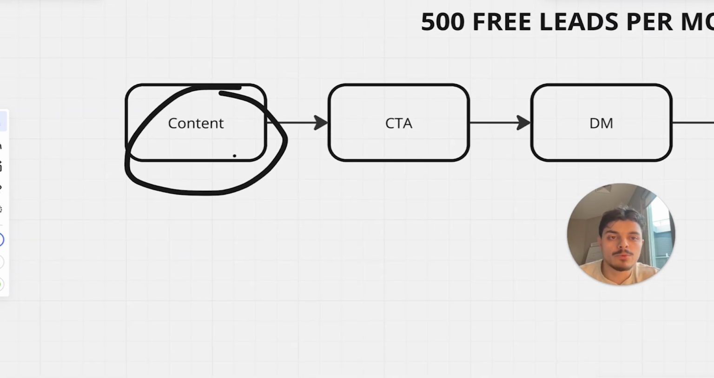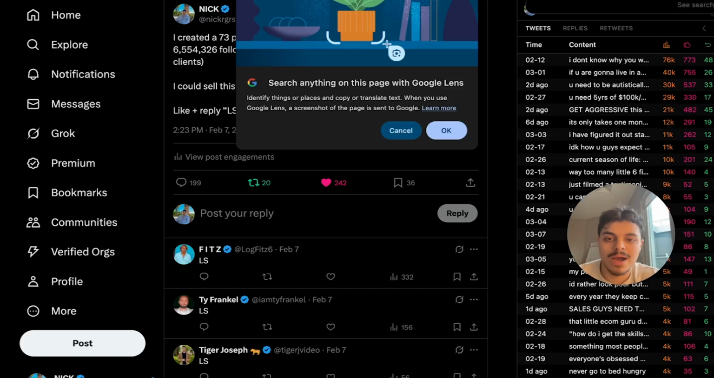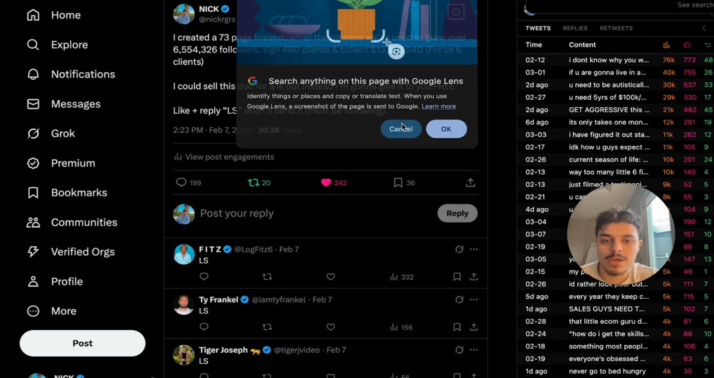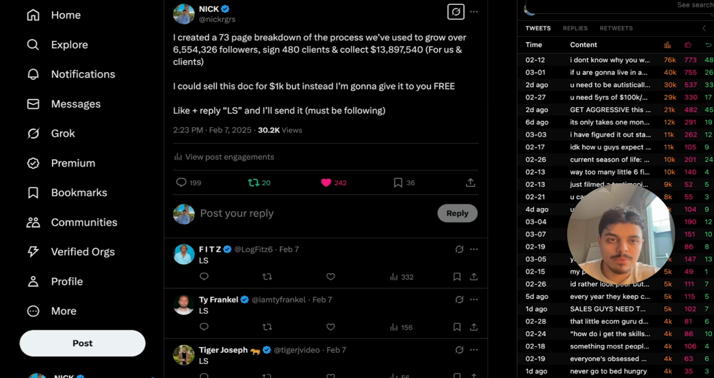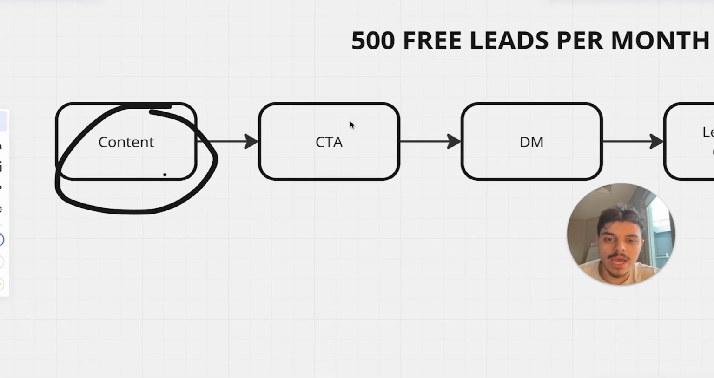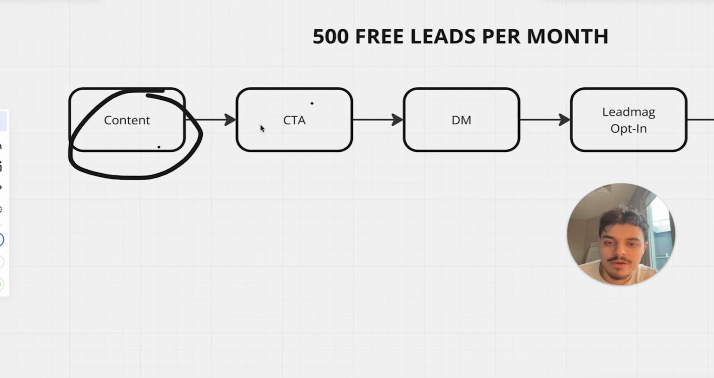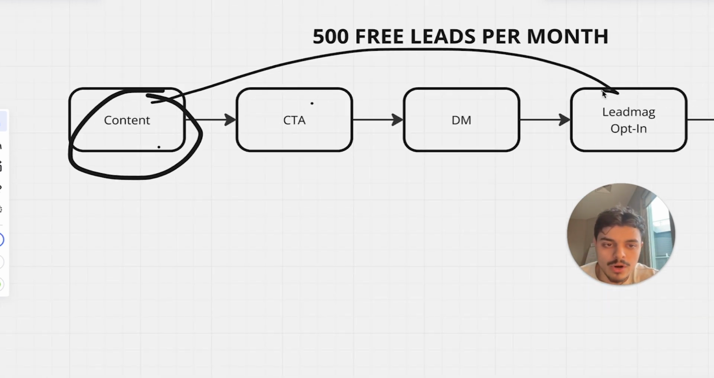So the thing that we'll be using as an example today is my Twitter profile, okay? And this is the 48K followers, okay? Good example. Now, the CTA is super important. The CTA is the thing that's to your lead magnet, okay? So the way we get free leads is through our lead magnet.